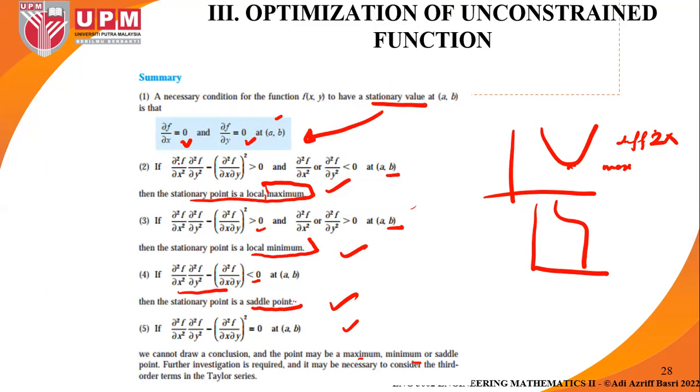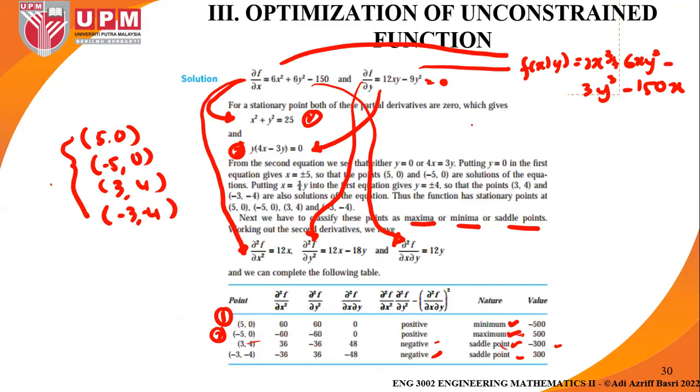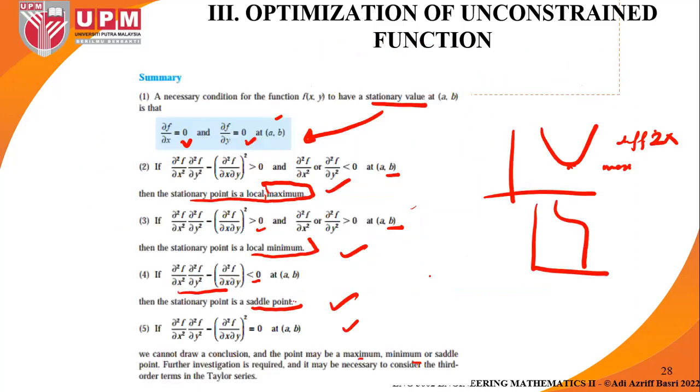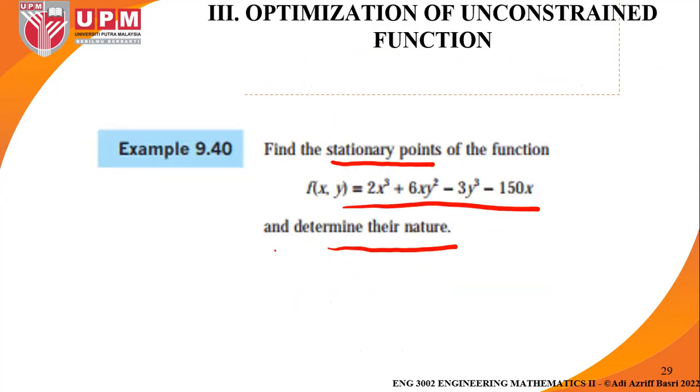Then you need to do it by checking this number 2, 3, 4, and 5. In order to do that, the easiest way is by doing this schedule, this table. This is a point. The second term is the second derivation of x. The third is the second derivation of y. The fourth one is the second derivation of xy. Then this is the main equation. This one times this one minus this one squared. So you will get what? Then you need to check back the nature of this one. Is it a maximum? Is it a minimum? Is it a saddle point? Yeah, clear?